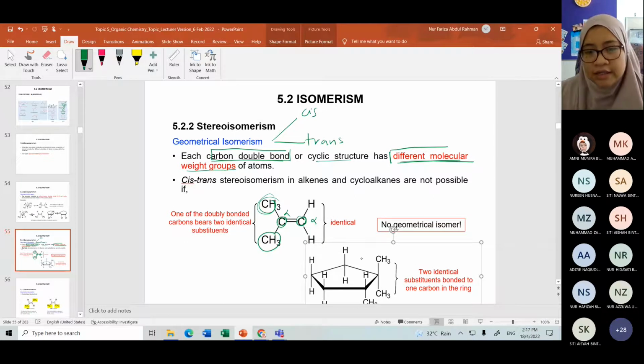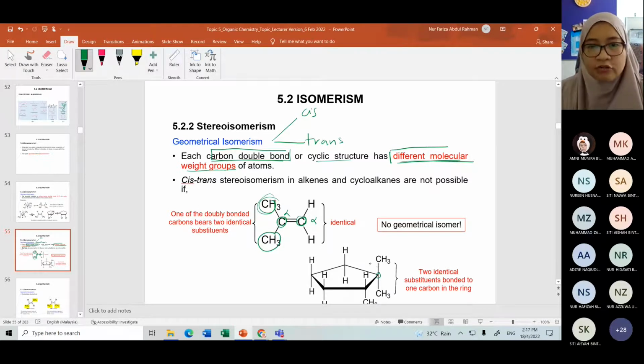Okay, all right. So for cyclic form, you focus on the carbon that is bearing different group of atom compared to the rest. There are two carbons. Just focus on the two carbons which hold different groups. For example, this one is all hydrogen, everything, all of them are hydrogen. But this one is CH3. Focus on that carbon.